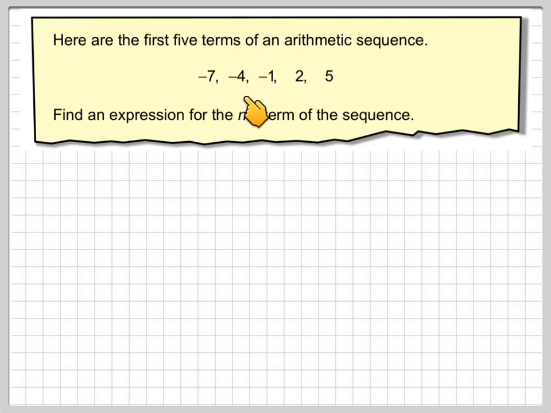Well, to go from -7 to -4, it's going up in 3. From -4 to -1, it goes up in 3. From -1 to 2, it goes up in 3. And from 2 to 5, it goes up in 3.